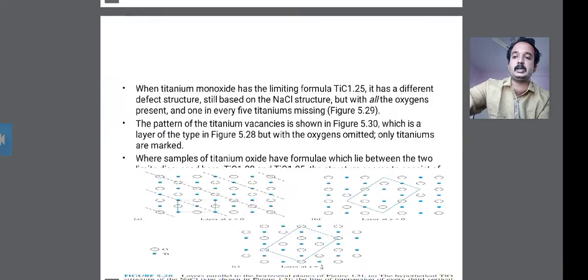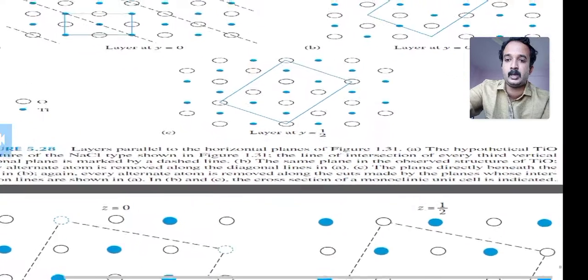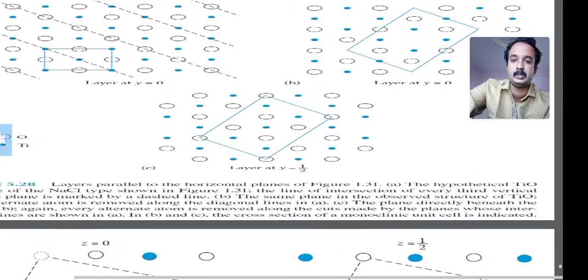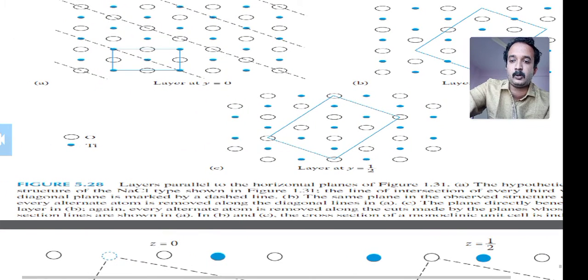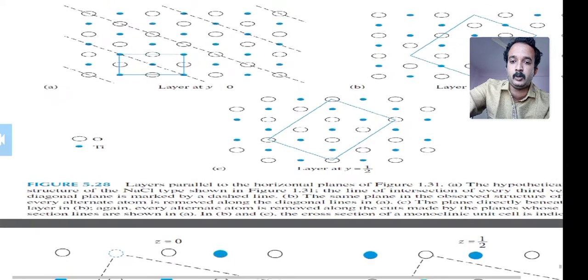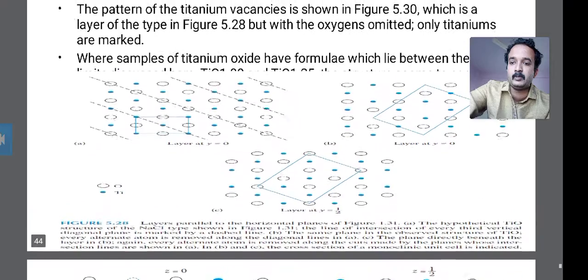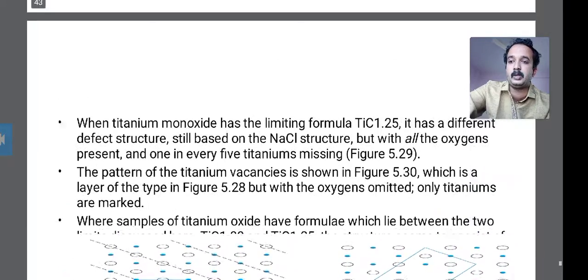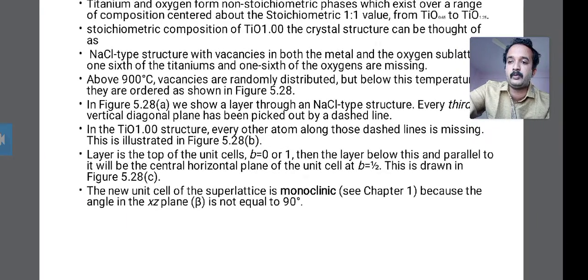Look at this diagram of figure 5.28. This is the layer of parallel horizontal layers, the hypothetical titanium oxide structure. This is all about the sodium chloride structure shown in figure 1.31. Second, every alternate atom is removed along the planes. Then next is figure 5.28a.